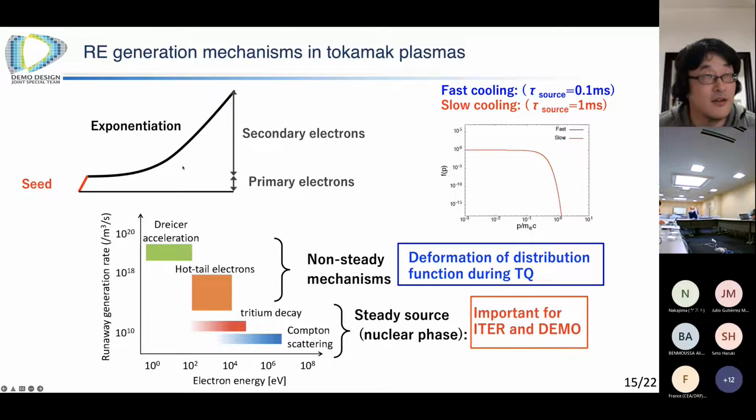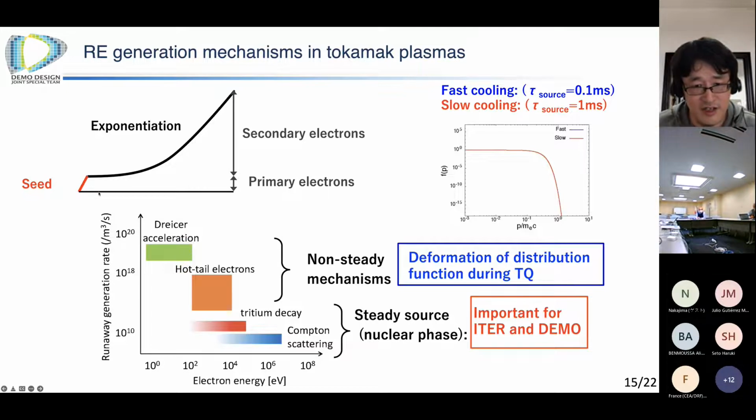And in a device like ITER, the ratio between the seed and the primary electrons, the secondary electrons, strongly depends on the plasma current, especially since secondary electron generation becomes important for higher plasma current devices. And another difficulty is that the mechanism of the seed generation is very complicated, and there are several mechanisms to trigger such a seed generation.